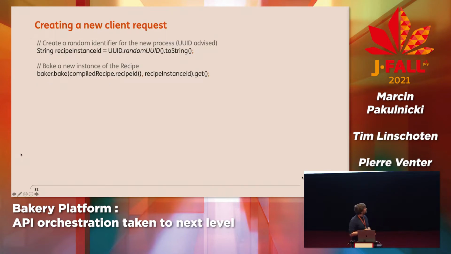So first, we create a client request. At the start, you need a unique identifier. We advise UUIDs. It's not limited to UUIDs. If you have some other IDs that are linked to your process, you can also use them. And then you just bake it, and you do that by saying, hey, this is my compiled recipe, the ID of that one, and this is the new ID we want. And of course, again, .get to block it. So now a process has been baked. It doesn't do anything because it's just an empty process at the moment.